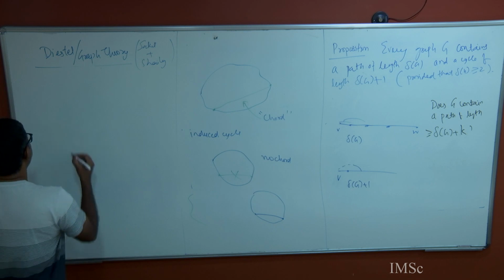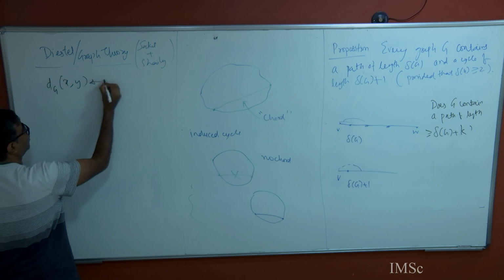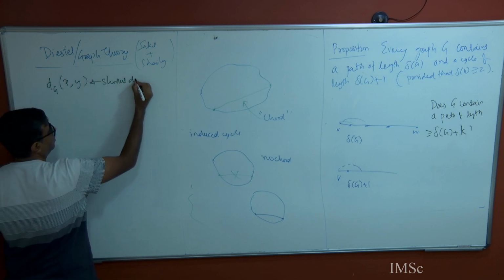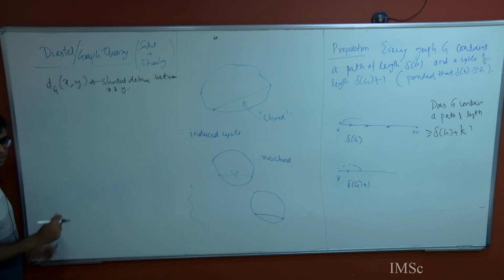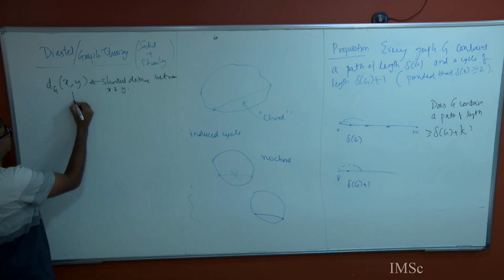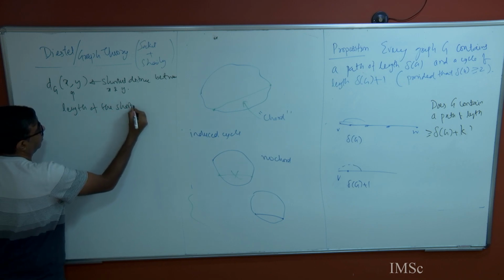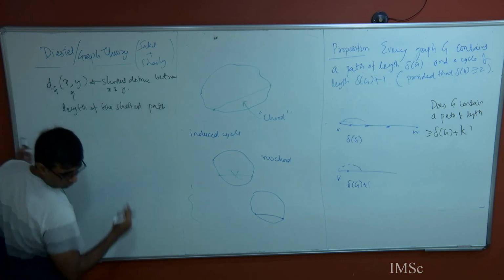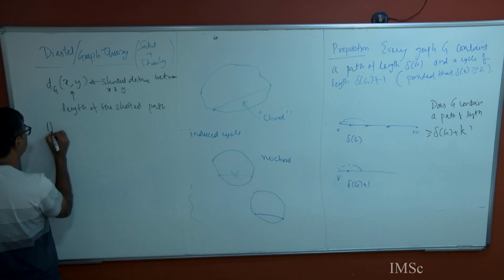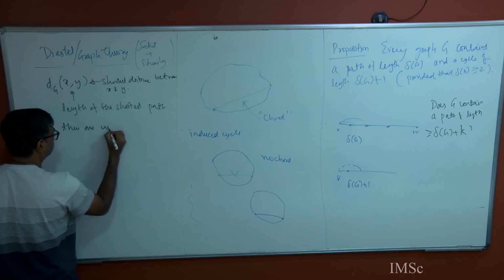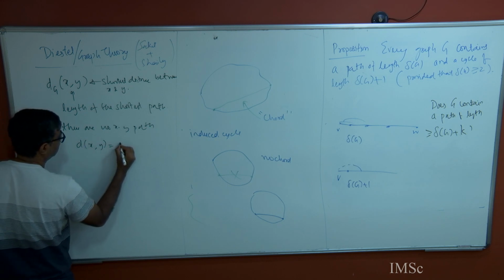Okay, so another notion people use is this. What is the meaning of this? Shortest distance between x and y. So it's basically the length of the shortest path, denoted by d_G. And if there is no xy path, then we denote it by infinity.